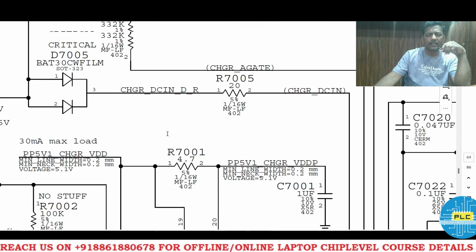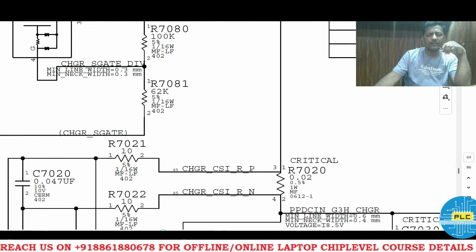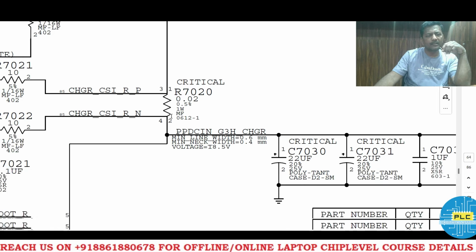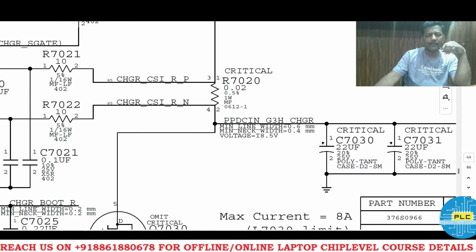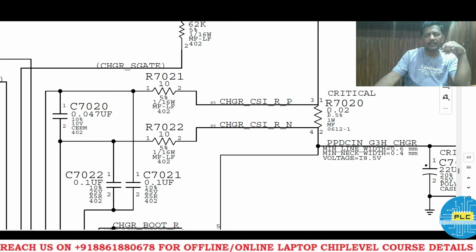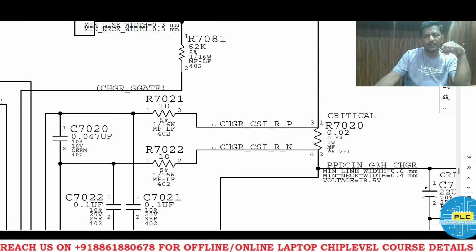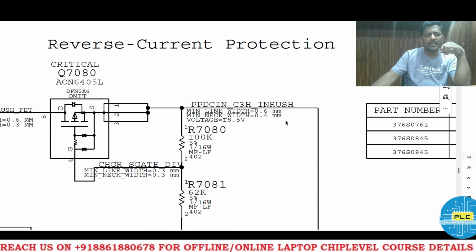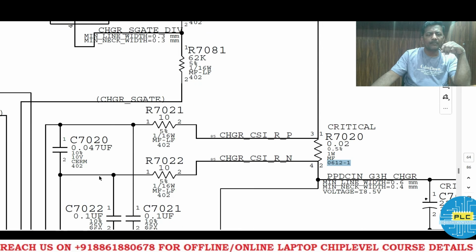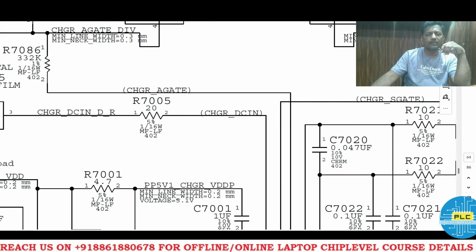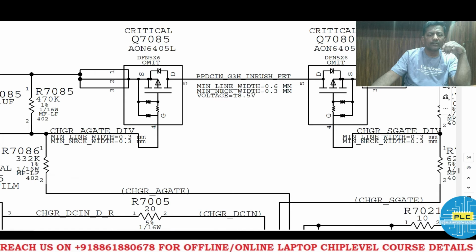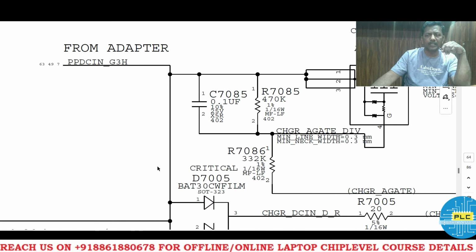How? Usually the CLR. You know the CLR, right? In this, which one is the CLR? See, very low resistance. It's 0.02 ohms, 1 watt. 0612 is the size. It's a very big one, right? So the big one is the CLR one. Okay, before that we come back to adapter in. So it has gone to ACOK, right?